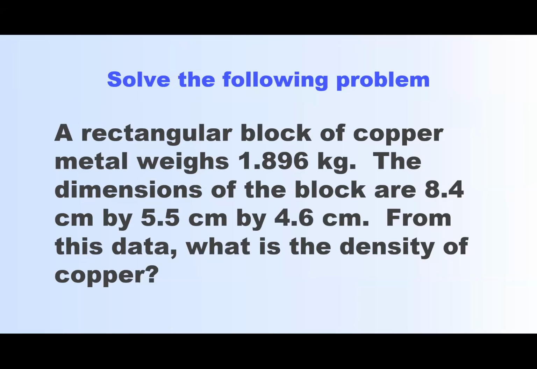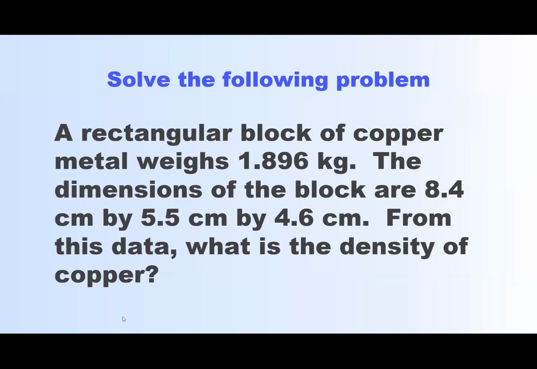So first of all, you must find the volume first. So first, you need to know the volume of the copper block. So you take 8.4 times 5.5 times 4.6. So 8.4 cm times 5.5 cm times 4.6 cm gives you a volume of 212.52 cm cube.